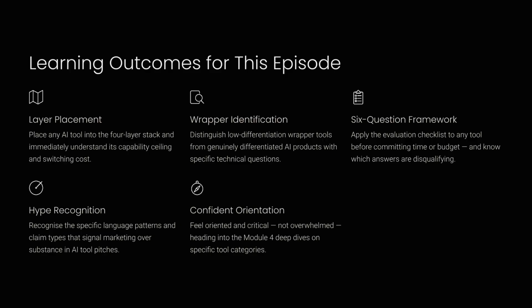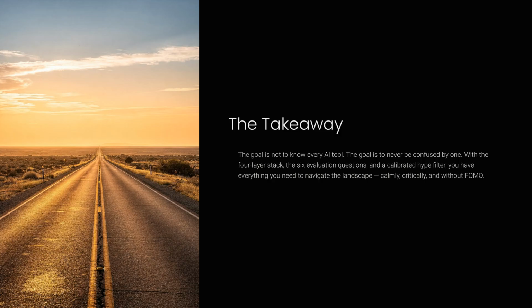We've explored the 4-layer stack to understand capability ceilings, identified wrapper tools, established a 6-question evaluation framework, and learned to recognize marketing hype. You are now prepared to approach tool selection with clarity and confidence. The key takeaway is that you don't need to know every AI tool on the market. Instead, your goal is to be informed enough that no tool creates confusion. By using the 4-layer stack, our 6 evaluation questions, and a sharp hype filter, you can navigate the landscape calmly, critically, and free from FOMO.